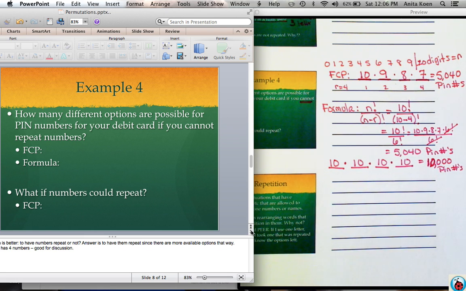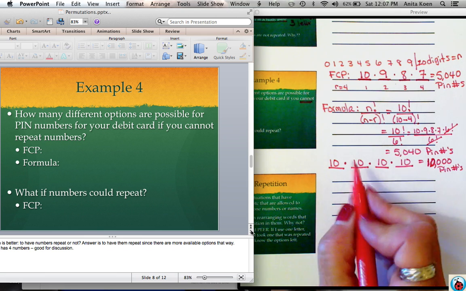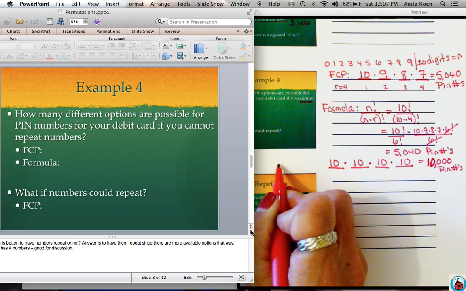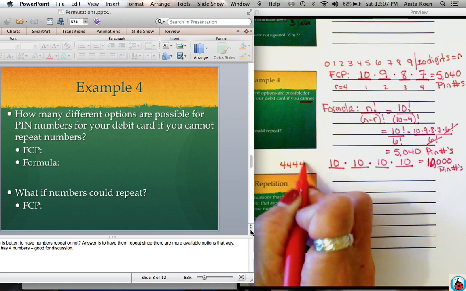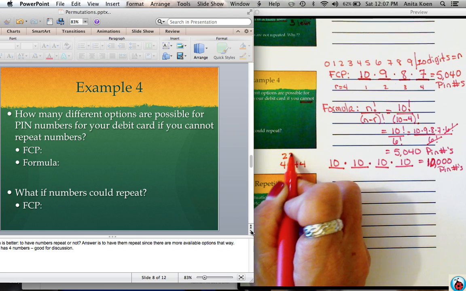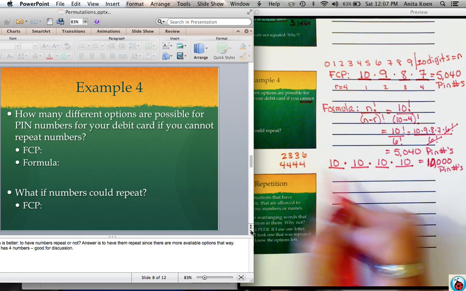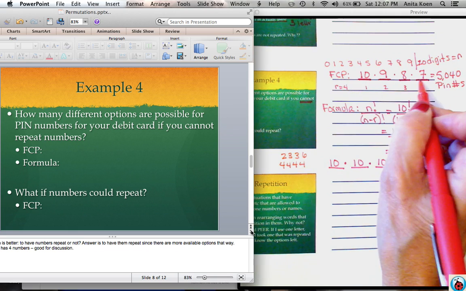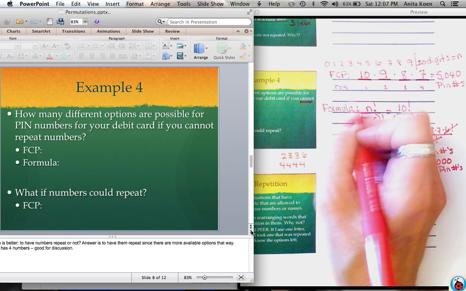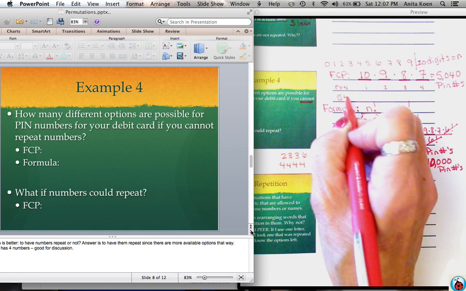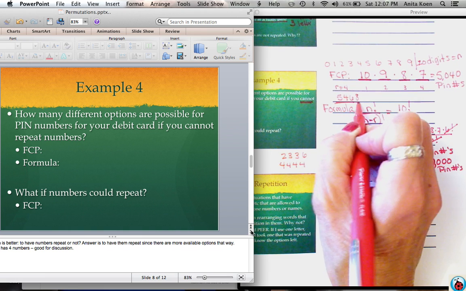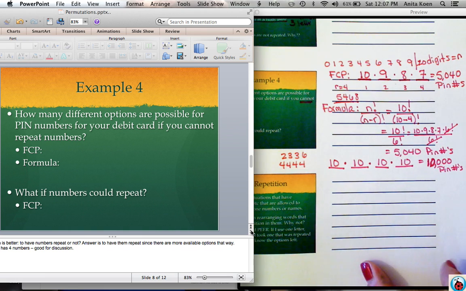So if I don't repeat the numbers, there's only 5,040 PIN numbers. But if I do repeat the numbers in each space, then I can get 10,000. I can use a PIN number like 4444 or 2336. These are ones where I can repeat. These are ones where I cannot repeat. So on PIN numbers up here, I'm going to have numbers like 5, 4, 6, 8. No repetition. So please be sure you make a distinction between when you have repetition and when you don't.